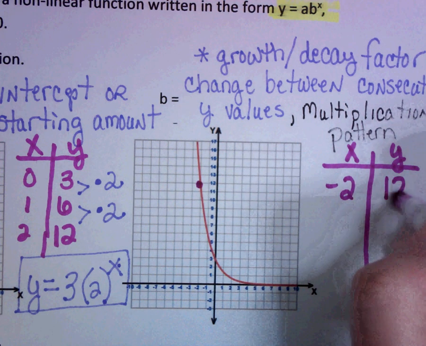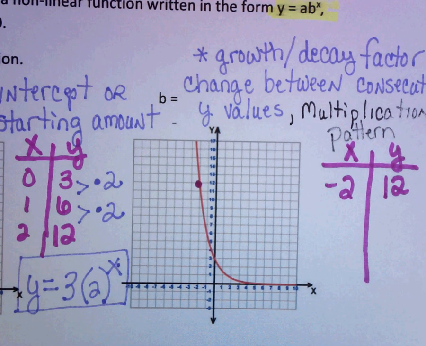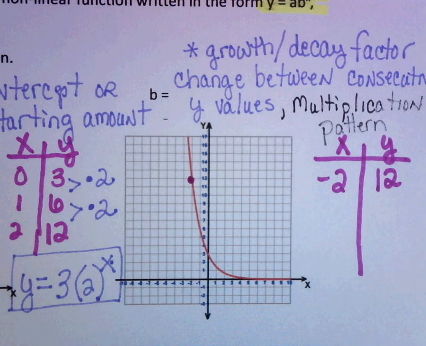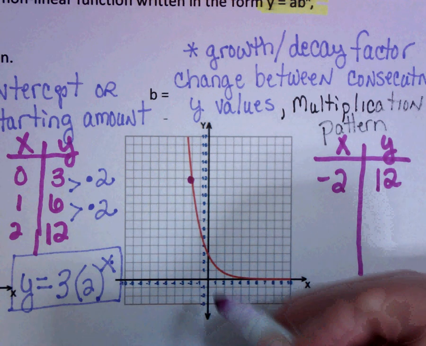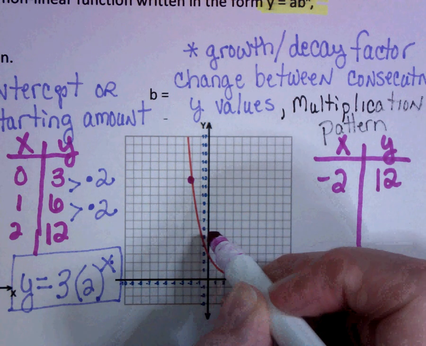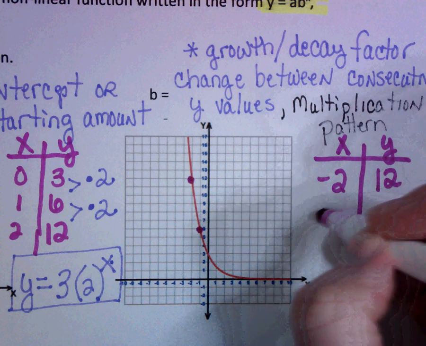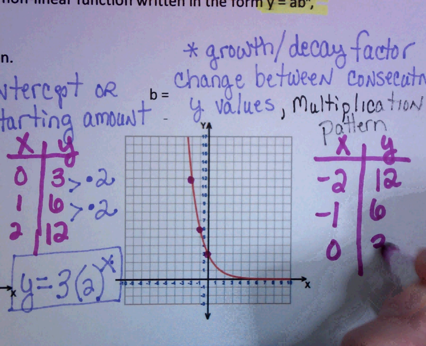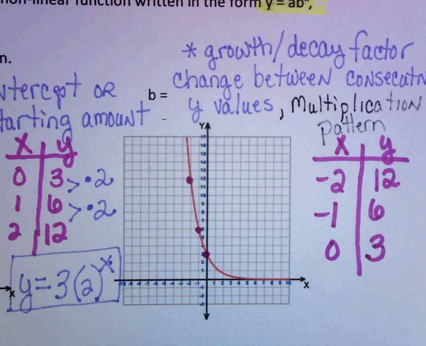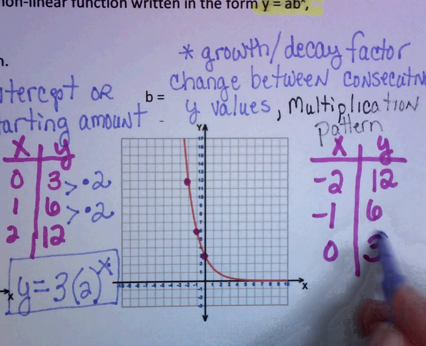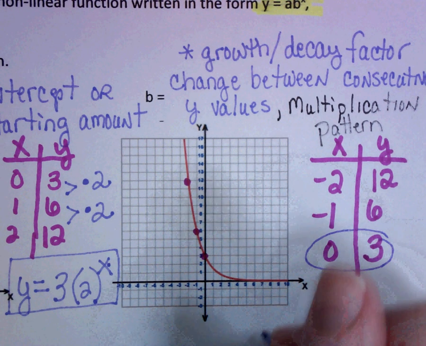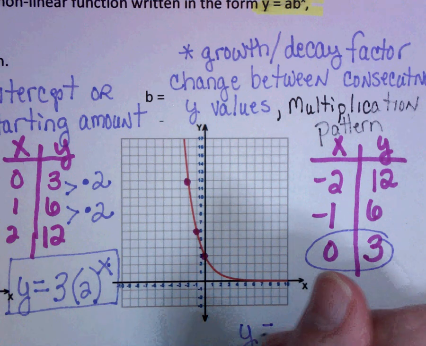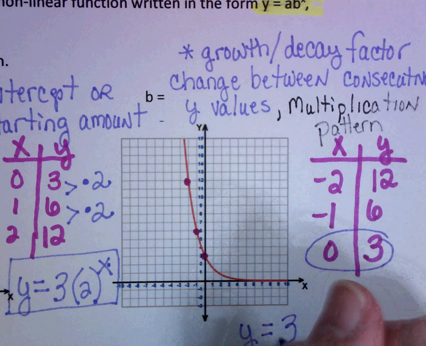and I just realized I'm going a little fast. So at any point, stop your video and think about what I just said. And then we've got -1, 6, and then it looks like our y-intercept is 0, 3 again. Okay, so again, our y-intercept is 3. So we're going to say y equals, or f of x equals 3.